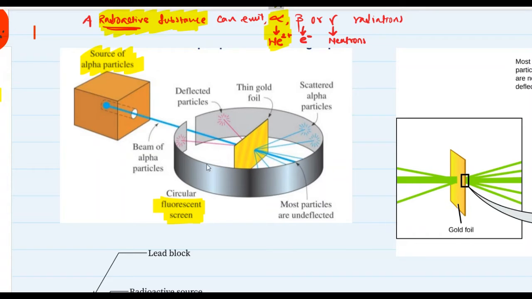All the sides are closed, and it has a proper height and everything. So none of the alpha particles can escape this particular screen. Okay, so this was the setup. There was a gold foil. Surrounding the gold foil, there was a circular fluorescent screen and a source of alpha particles which can emit alpha particles at a very high speed. Okay, alpha particle gun or whatever you want to call it.